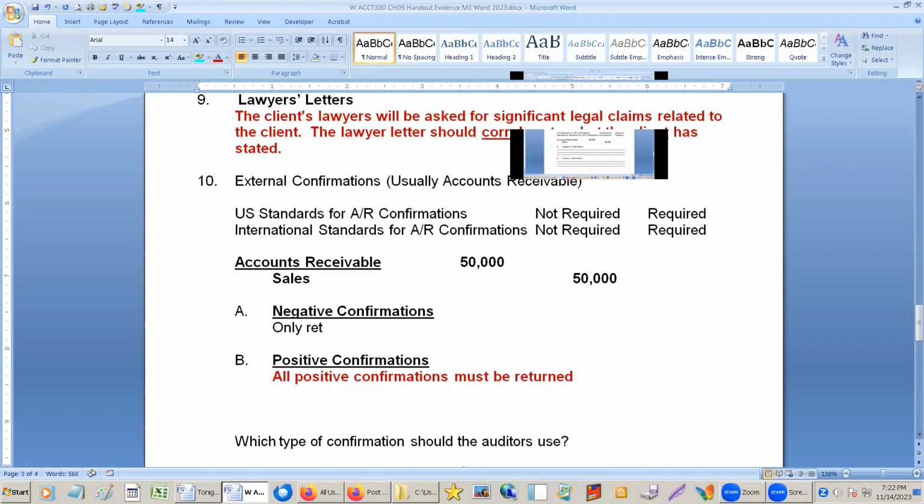Negative confirmation says only return the confirmation if there's a problem. So if there's not a problem, you don't do anything with it, throw it in the garbage. If there is a problem, you've got to return it and tell us what the problem is. So, down here, if there's a problem or not, they all have to be returned. Up here, negative confirmations, only return the confirmation if there's a problem.